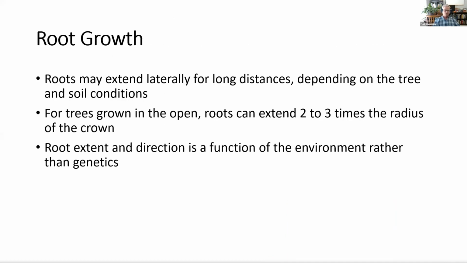Roots may extend laterally for long distances depending on the tree and soil conditions. Again, if there's lots of air and water in the soil, roots are going to proliferate. For trees grown out in the open, roots can extend 2 to 3 times the radius of the crown in all directions. Root extent and direction is a function of the environment rather than genetics. So keep that in mind.